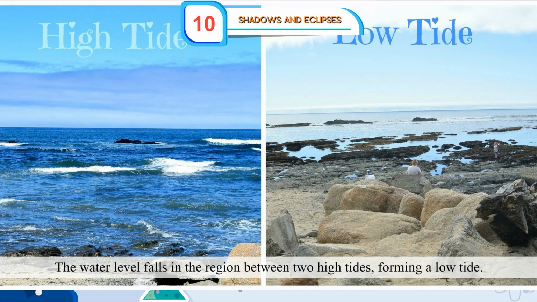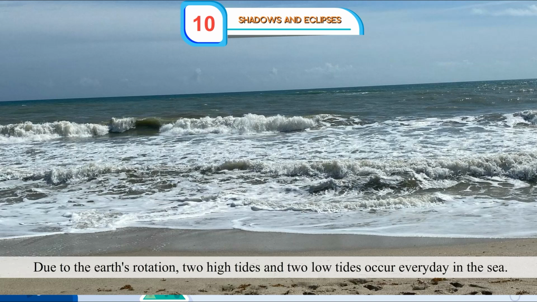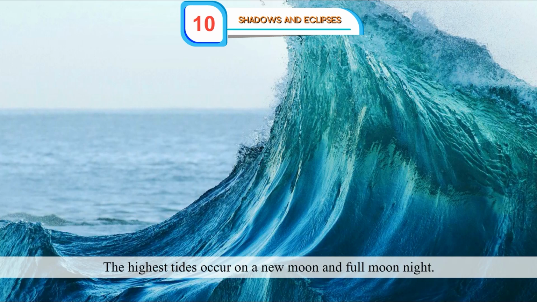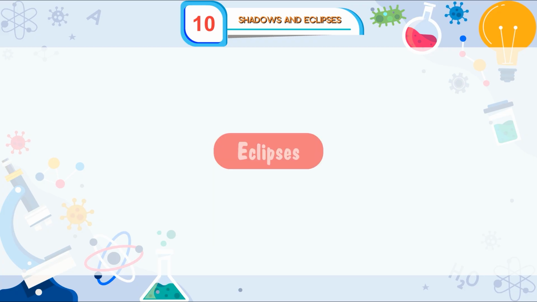The water level falls in the region between 2 high tides, forming a low tide. Due to the Earth's rotation, 2 high tides and 2 low tides occur every day in the sea. The highest tides occur on a new moon and full moon night. Eclipses.